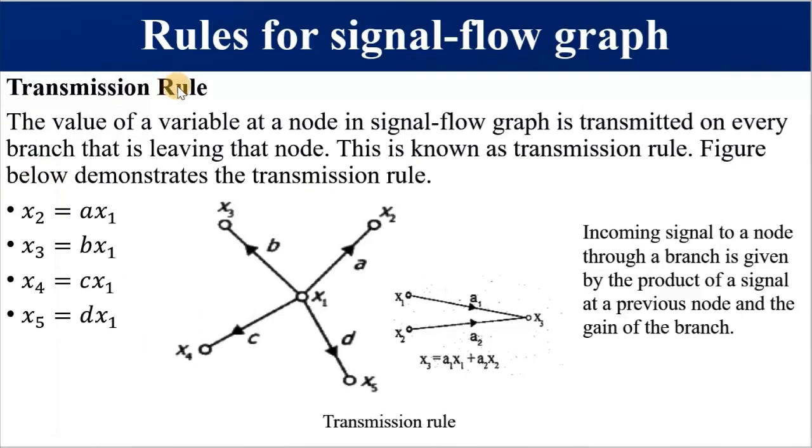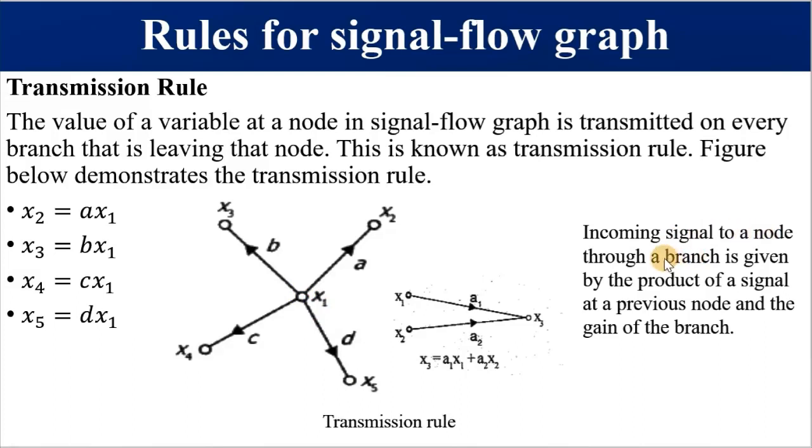We've got the transmission rule, and the transmission rule goes: the value of a variable at a node in a signal flow graph is transmitted on every branch that is leaving that node. And we've got x2. What is x2? x2 is equal to a times x1, x3 is equal to b times x1, x4 is equal to c times x1, x5 is equal to d times x1. So we are saying the value of a variable at a node in a signal flow graph is transmitted on every branch that is leaving that node.